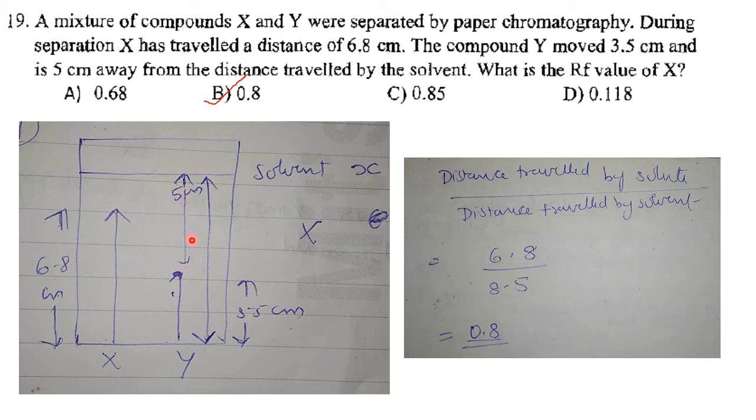So what is the RF value of X? You have to calculate first 3.5 plus 5 centimeter for Y. So distance travelled by the solute and distance travelled by the solvent. The solvent will be 3.5 plus 5 centimeter, that is 8.5. So you will get 6.8, that is distance travelled by X, divided by 8.5, that is distance travelled by the solvent. It will be 0.8. So the answer here is option B.